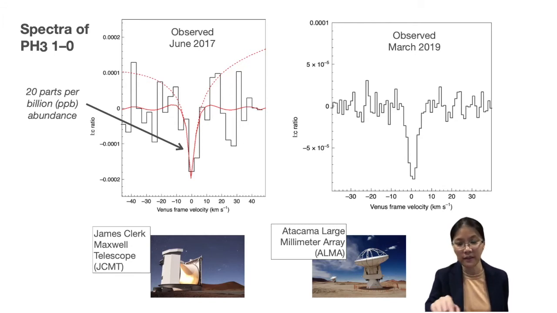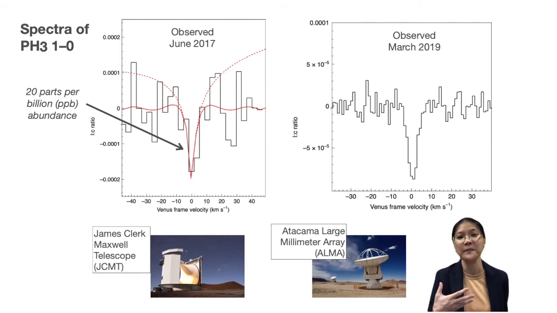And when fitting the model of phosphine, you can infer the abundance of phosphine in the atmosphere, and they estimate it to be 20 parts per billion. 20 parts per billion. It's a very small abundance, a very tiny concentration, but it's observable. The instruments are sensitive enough to find it, and also it's large enough to be anomalous.